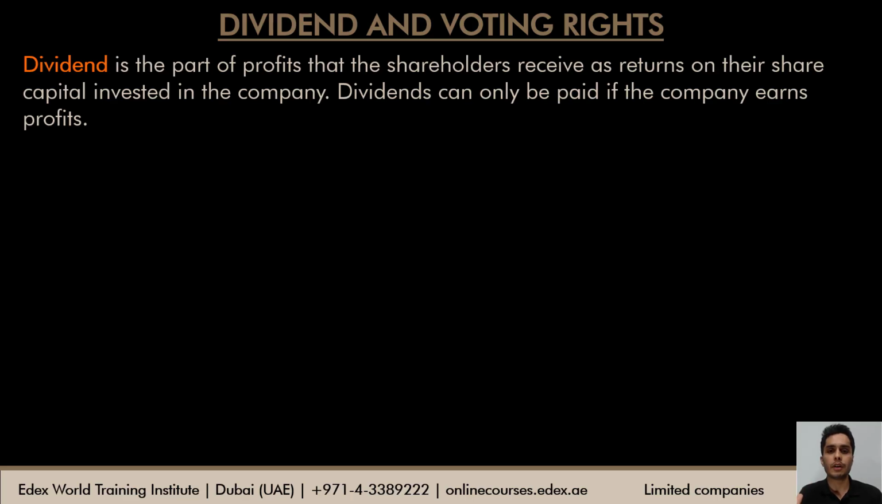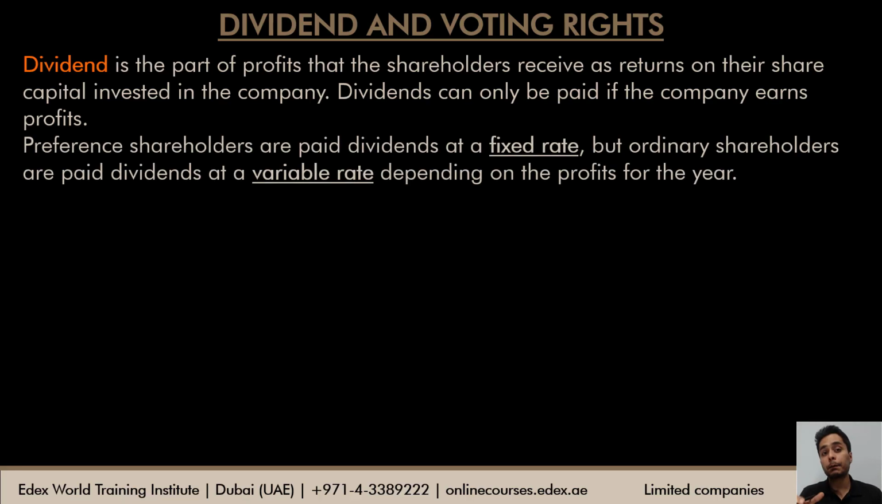So one important point that you have to understand here is that dividend will be only paid if the company is earning profits, because if there are no profits, you cannot distribute dividends. Dividend is just the part of profits that has been distributed. No profits, no dividend.